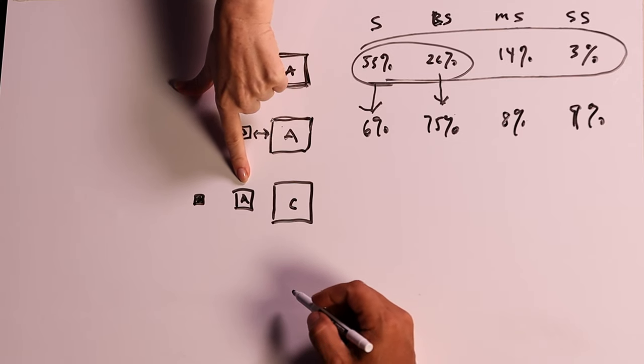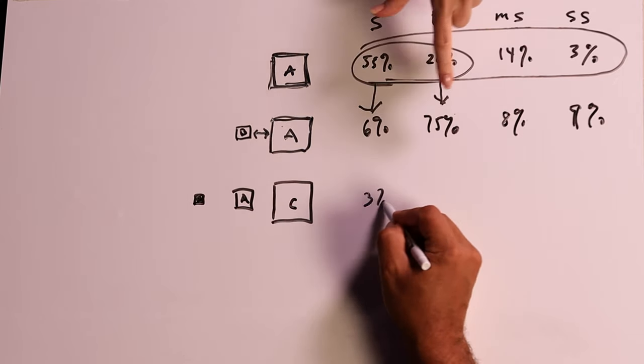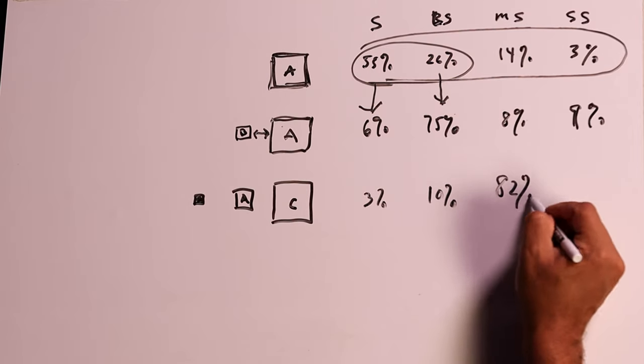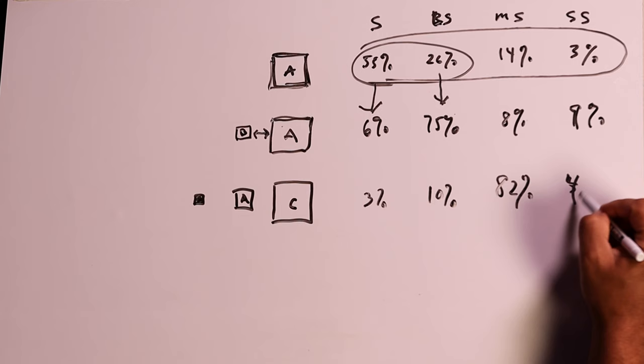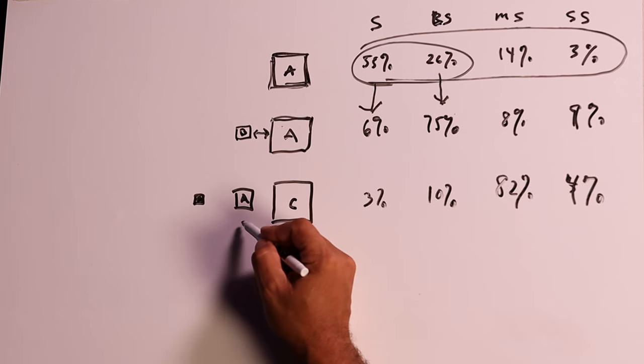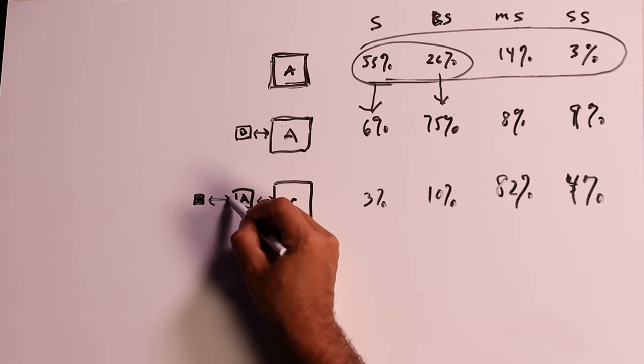Define A. And so then for here, you had 3%, 10%, 82%, and 4%. So again, now A becomes the medium square because they're relating it to this and they're relating it to this.